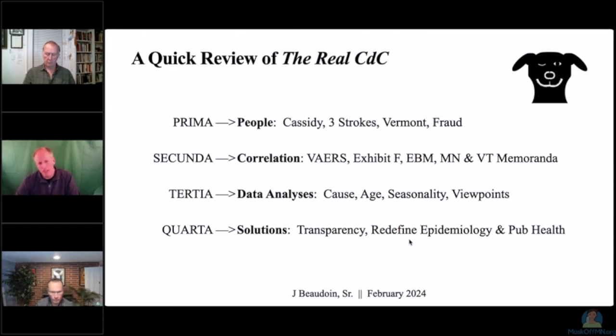Solutions, I won't get into that here, but in the book, transparency is one solution. Another one is redefining epidemiology. The system that I put together to investigate and analyze causes of death, there's nothing else like it in the world. If they were to share all the data with me, not only could I find out all the vaccine deaths, but I could say, hey, you know what?